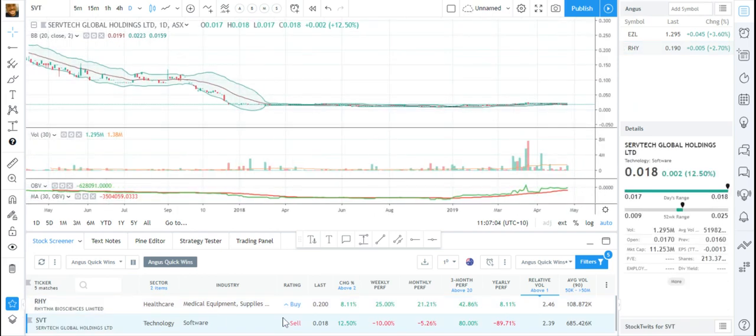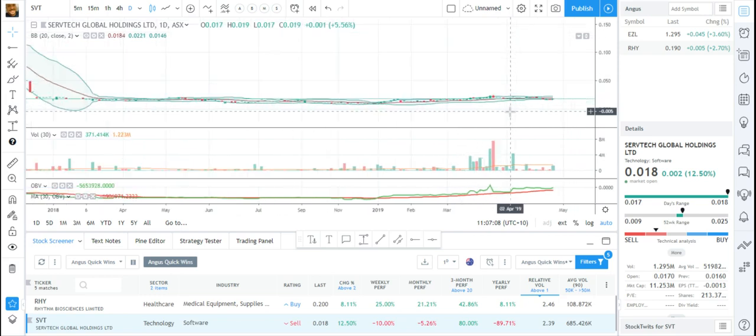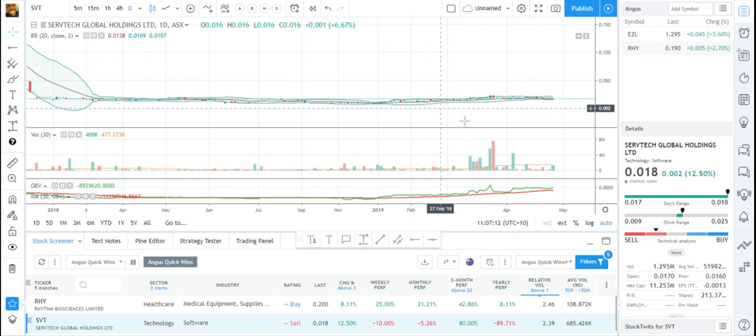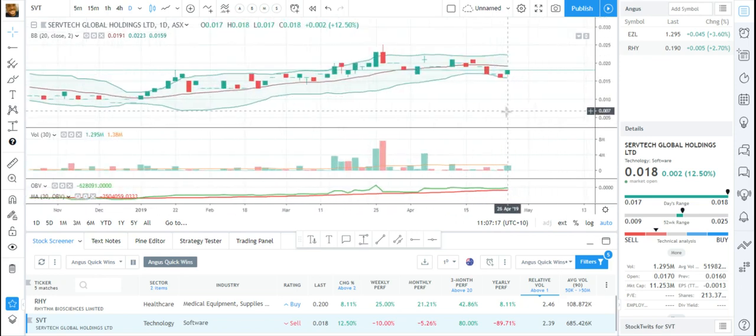Servtech. Geez, that's interesting. It looks like a bit of a Bollinger Band squeeze going on when you zoom out that far. There's just nothing happening with that stock. But when you zoom in a bit closer, you can see it is a little bit all over the place. There's a little bit of volume coming through, but this isn't one that I'd be excited to trade.